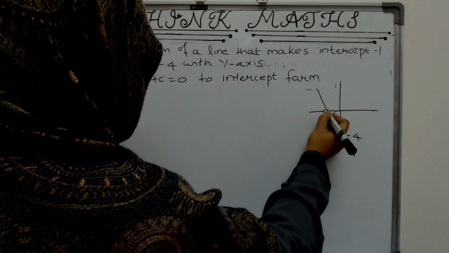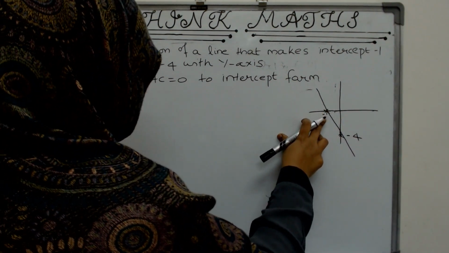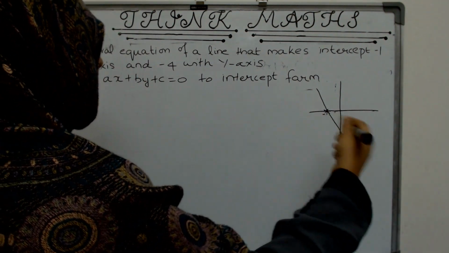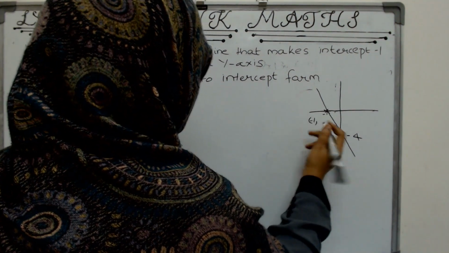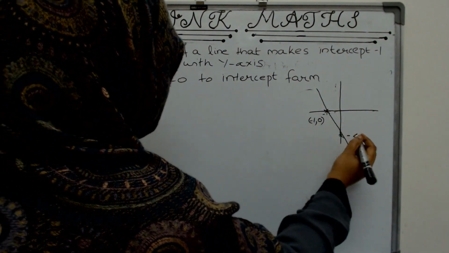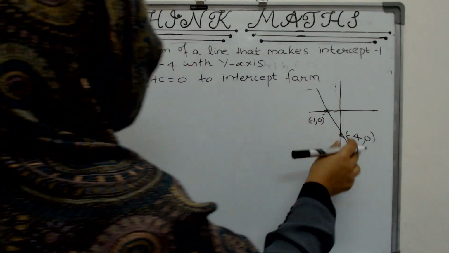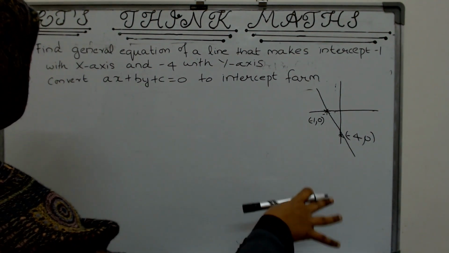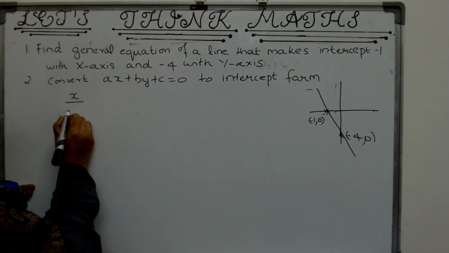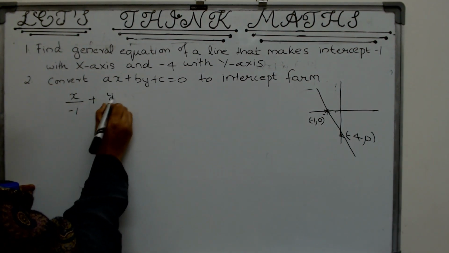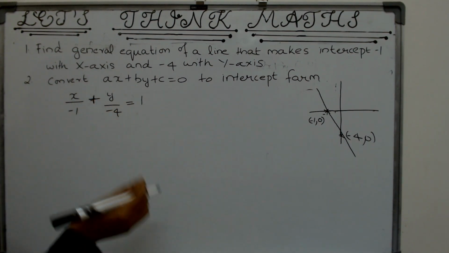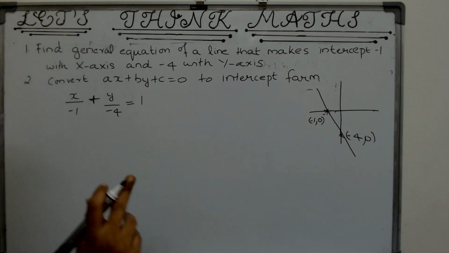It cuts the x-axis. The x-intercept is -1. But what is the point? The point needs to have a x-coordinate and a y-coordinate. What is the y-coordinate in the x-axis? Always 0. What is the x-coordinate in the y-axis? Always 0. So these are your 2 points. You don't need any of this, but I just wrote it down for clarity. What do we have? We have x by x-intercept plus y by y-intercept is equal to 1. This is your line in the intercept form, but then that is not what is being asked.